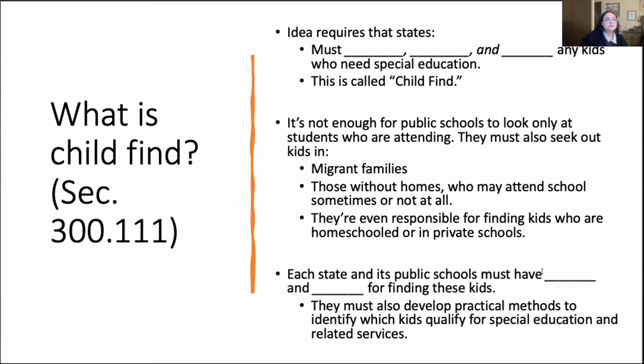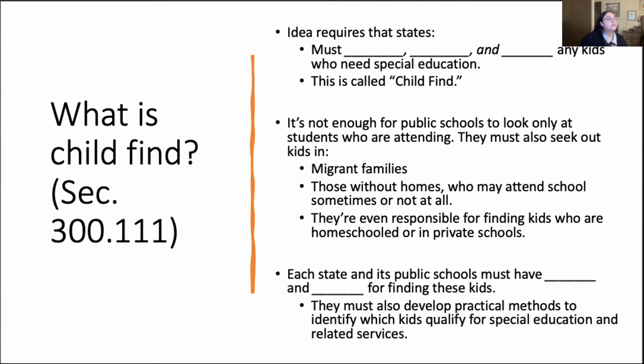So each state and its public schools must have policies and procedures. So these are the words, policies and procedures for finding these kids. In addition to that, they have to develop practical methods to identify which kids will qualify for special education services and their related services, and which kids are just maybe truant or require other kinds of support. And this is a big task, like a very big task.